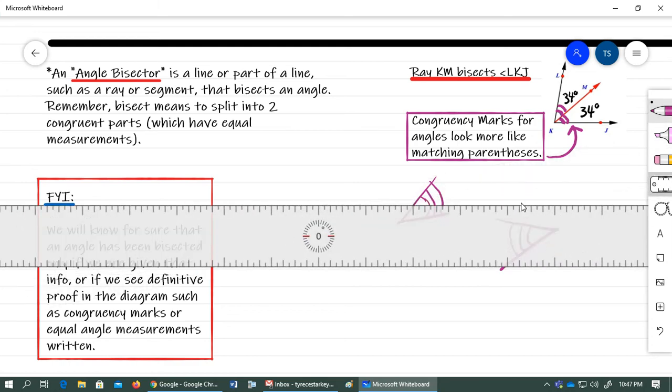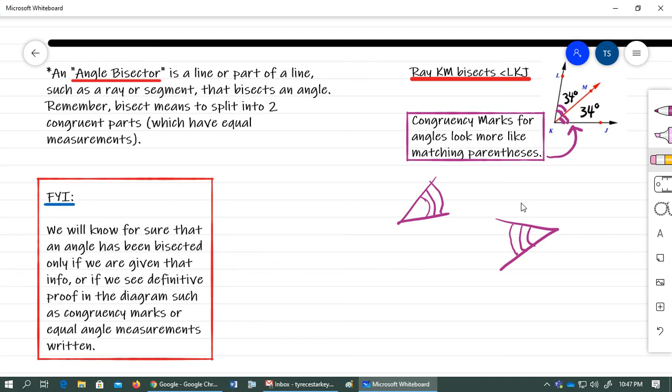All right, we got to hurry this up, folks. So again, you're going to need to be told that you've got an angle bisector, or you're going to need to see definitive proof, which might be congruency marks, or it might be that the actual angle measurement is written there in the diagram. All right, guys, that's everything for angle bisector.